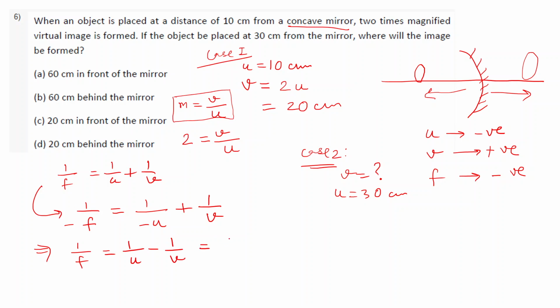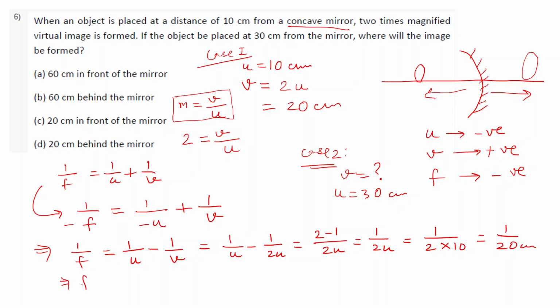Now 1 over u, and v is 2 times u. So this will be 1 over u minus 1 over 2 times u. It will be 1 over 2u. 1 over 2, u is 10 centimeter. This will be 1 over 20 centimeter. That means focal length value I will get as 20 centimeter.